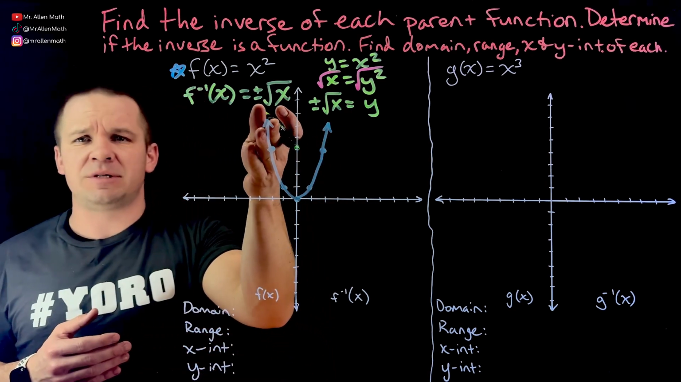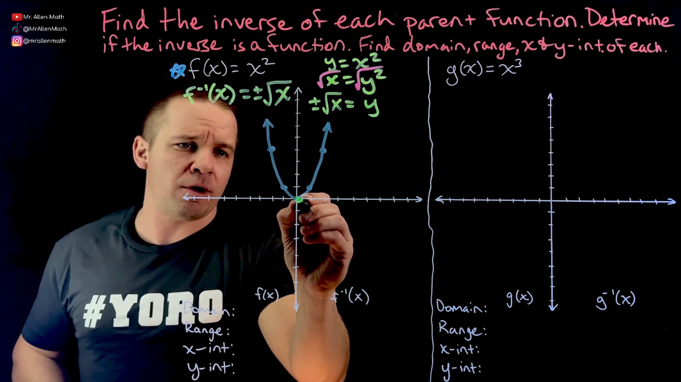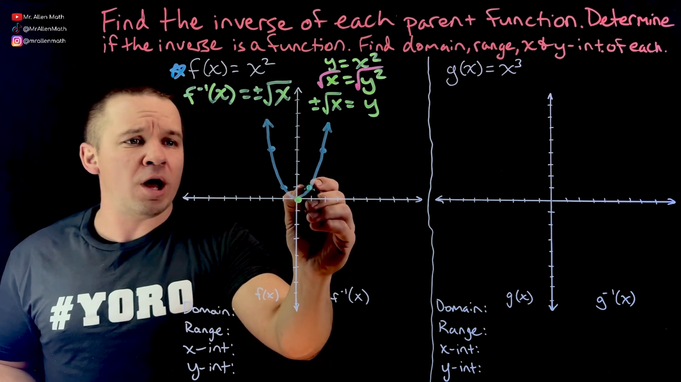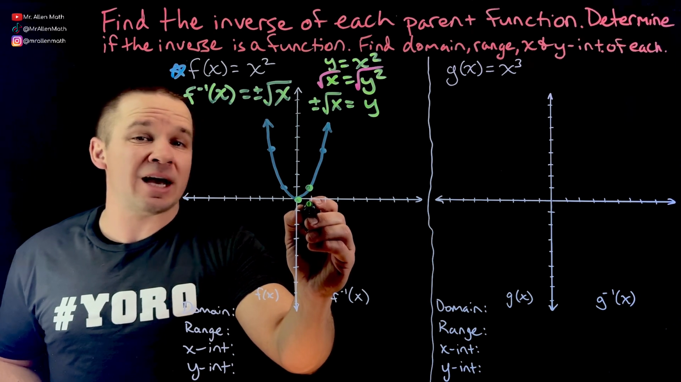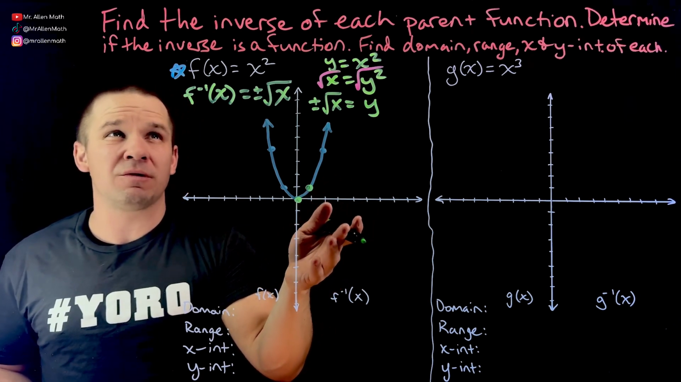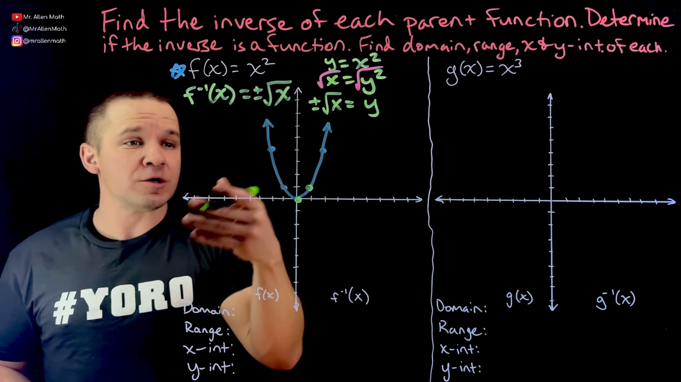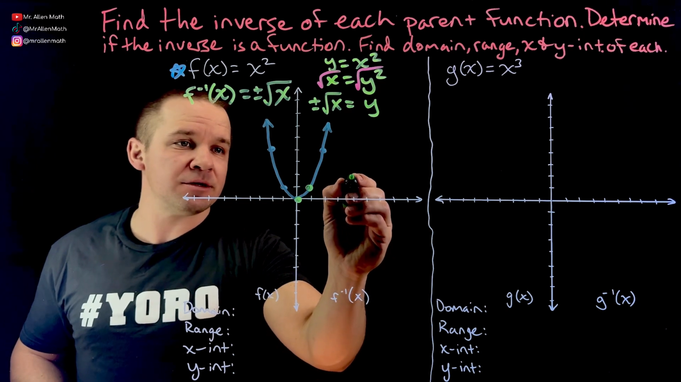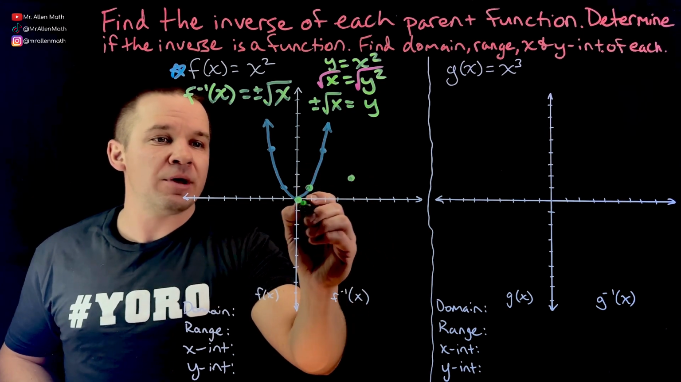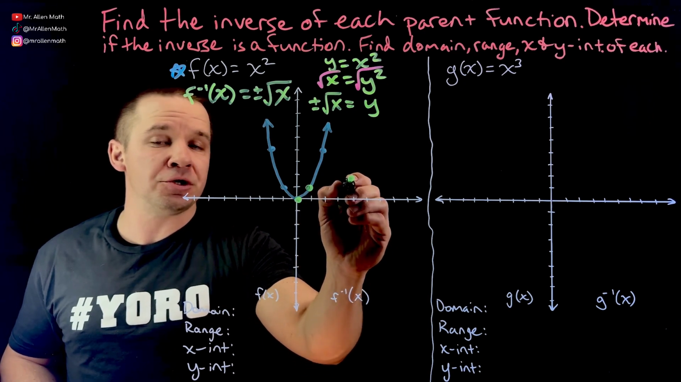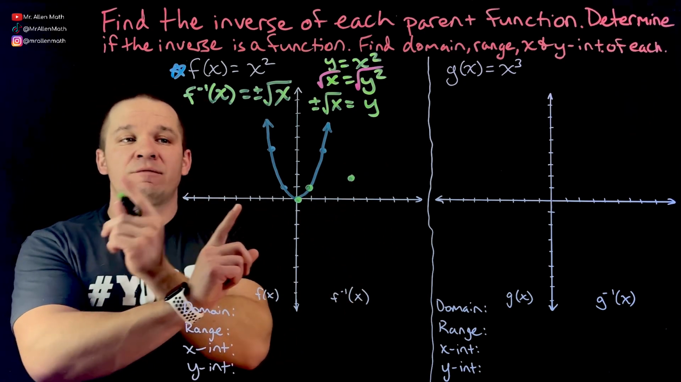So if I square root 0, I get 0, right? So that's going to be a point right here. If I square root 1, I will also get positive 1. And if I square root, well, 2's not a nice one, 3's not a nice one, 4, the square root of 4 is going to be positive 2. And you'll see how I have the ordered pair 2, 4 here, but now I have the ordered pair 4, 2 here. The x's and y's have switched.